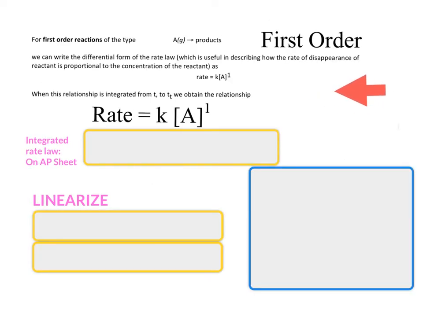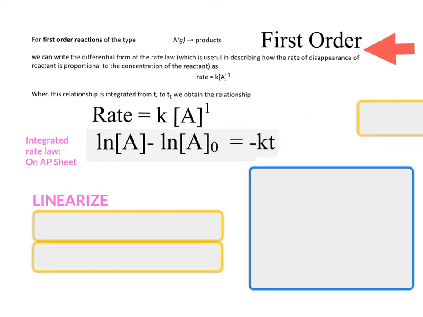Now let's take a look at a first order reaction. You can see here again, if our reactant is A and it's first order, the rate law is, rate is equal to K times A raised to the first power. If we were to integrate this rate law from time 0 to time t, we would get the following rate law. Natural log of A minus natural log of A naught equals negative kt.